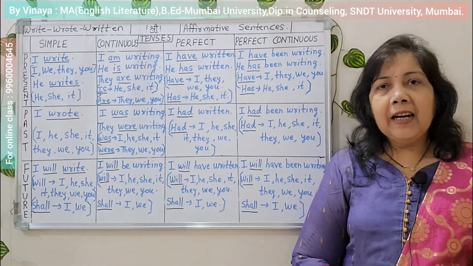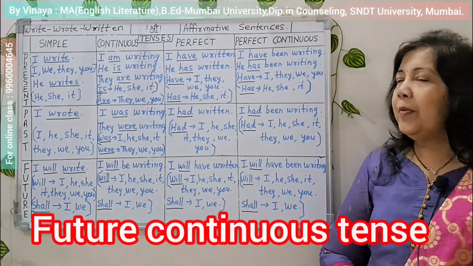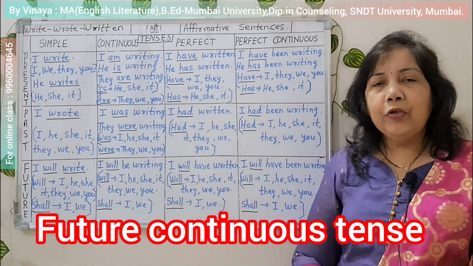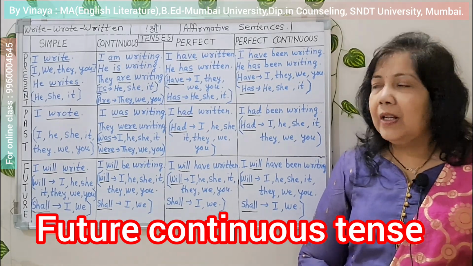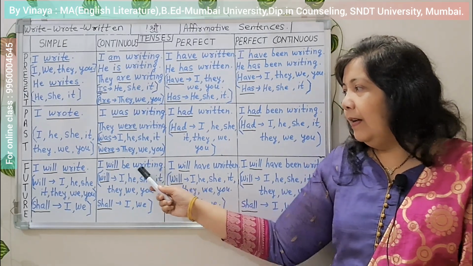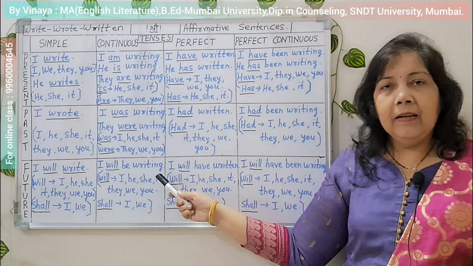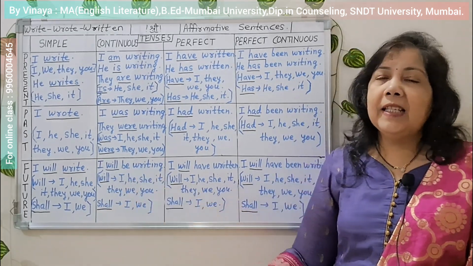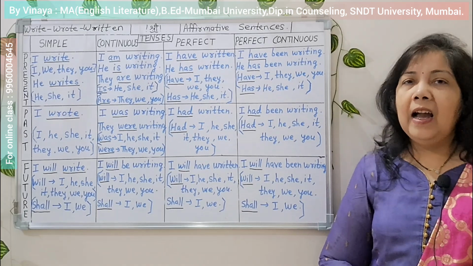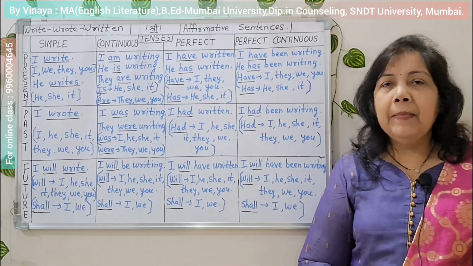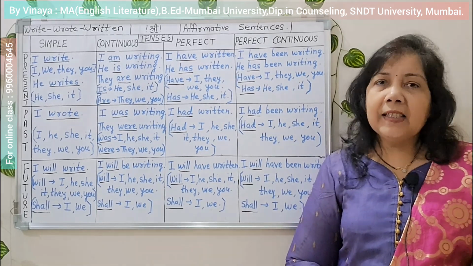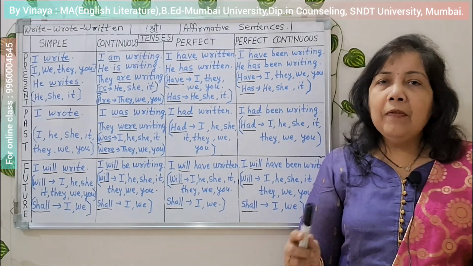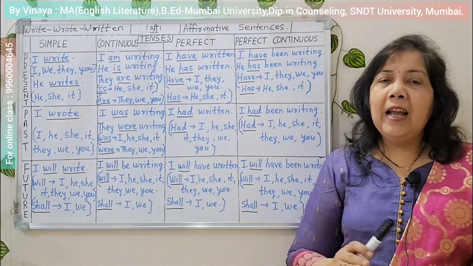Let us move to the second kind of future tense, and the name of that kind is future continuous tense. Example, I will be writing. Same thing what I have told here. Instead of will, we can say I shall be writing. Why? Because for I and we as a subject, we can also use shall. Shall or will, anything is okay for I and we.